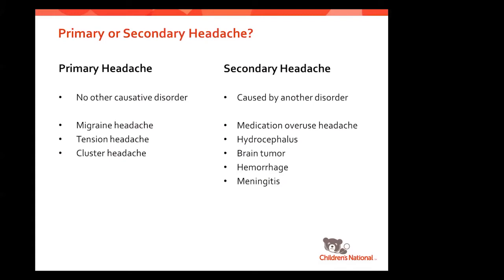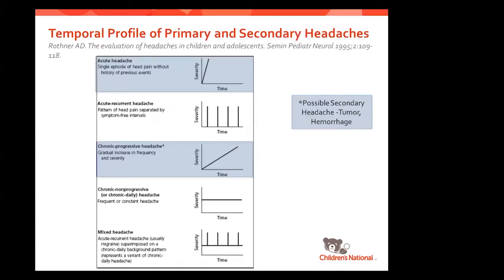Meningitis, of course, can present this way. Hemorrhage in the head can irritate blood vessels and meninges. And finally, things like medication overuse can as well. So in order to determine which of these conditions we're talking about, primary or secondary, the temporal profile of the headaches is very helpful. So when you see the curves in the gray or blue fade here, those are the ones that we're most concerned about.